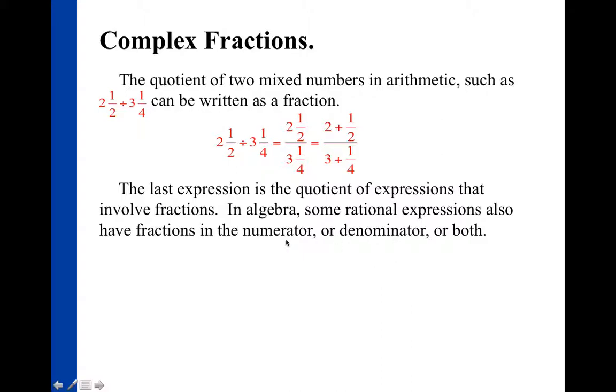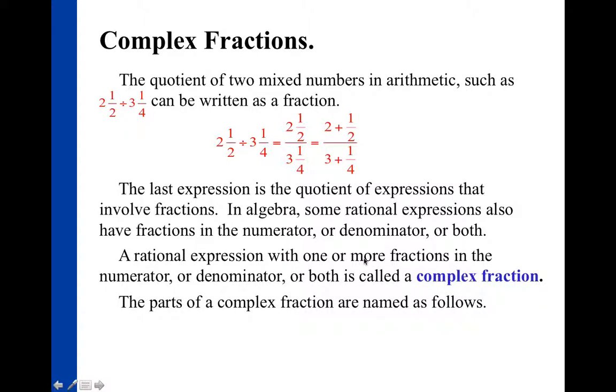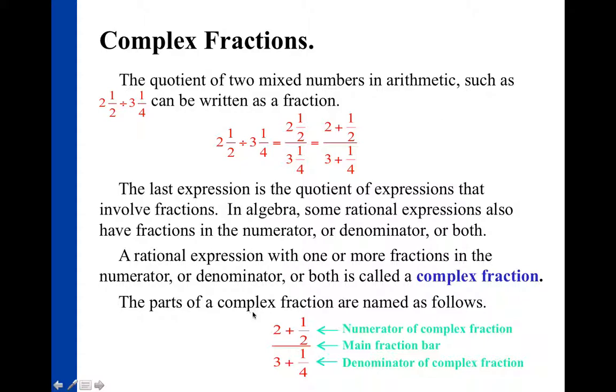And again, you don't have to have both. If you just have one fraction on the top or on the bottom, it's still considered complex. We name everything the same as before. The top part is still called the numerator. The whole top part is the numerator, and that's your main fraction bar. The bottom is still called the denominator.